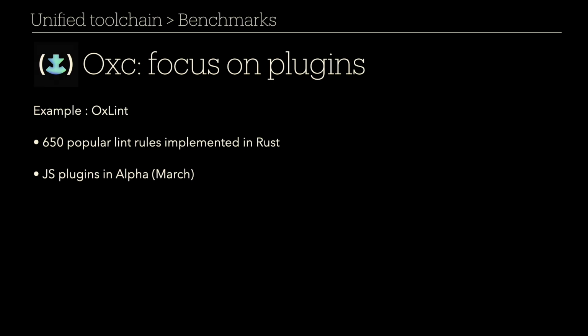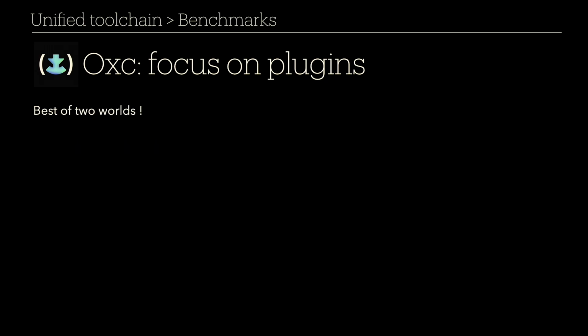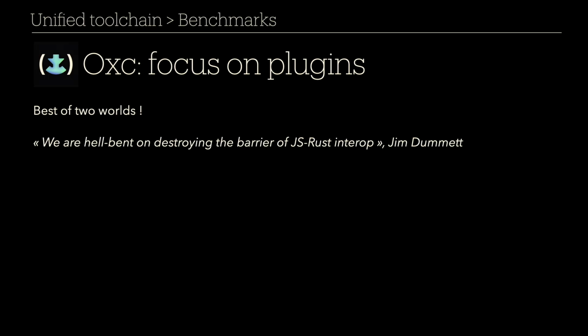An example is Oxlint. Oxlint has 650 popular lint rules implemented in Rust, and now they have a JS plugin API, which has been in alpha since March. I wanted to emphasize that because I think that's really the best of both worlds. We have the performance of Rust, but also a bridge between Rust and JavaScript. I think it's worth highlighting. And as Jim said, we are hell-bent on destroying the barrier of JS-Rust interop.